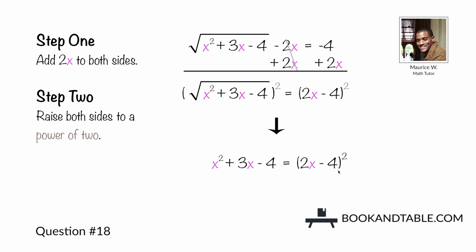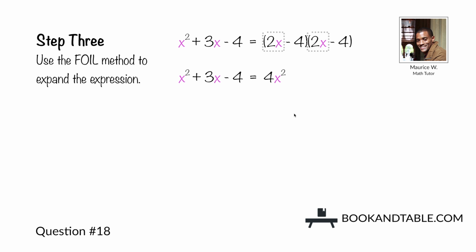And now use the FOIL method to expand this expression on the right side. 2x times 2x is equal to 4x squared. 2x times negative 4 is equal to negative 8x. Negative 4 times 2x is equal to negative 8x. Negative 8x minus 8x is equal to negative 16x. And negative 4 times negative 4 is equal to positive 16. We now want to move these three terms over to the right side.